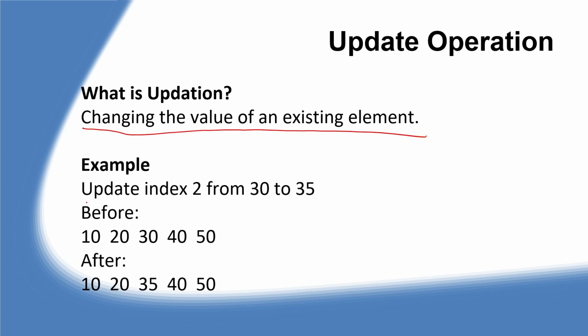Let's say we have one example: update index 2 from 30 to 35. Here we have this array with index 0, 1, 2, 3 and 4. Now our requirement is to update the value at index 2 to 35. Simply we will update it to 35 and this will become the final array.